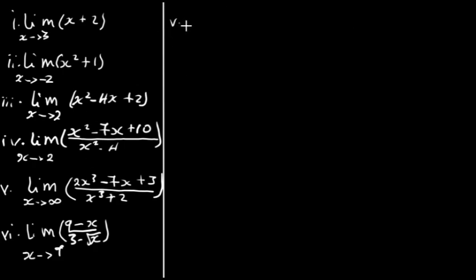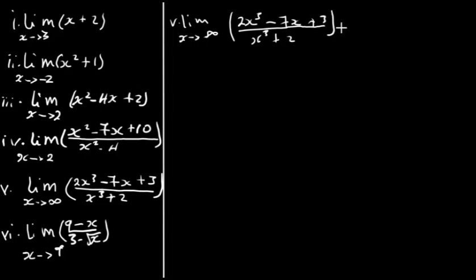For our fifth question, that is limit as x approaches infinity of 2x cubed minus 7x plus 3, all divided by x squared minus 4, sorry, x cubed plus 2. Alright, so that's the question. Solving this question, this includes infinity. Because it includes infinity, we can't plug the infinity into the function straight ahead.